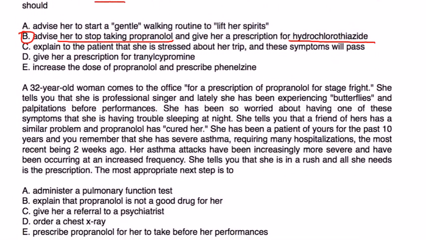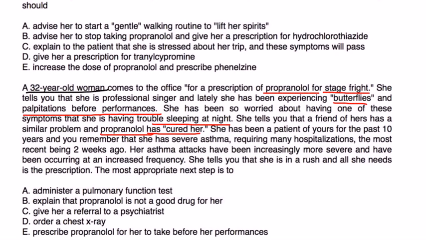Next question. A 32-year-old woman comes to the office for a prescription of propranolol for stage fright. She tells you that she's a professional singer and lately she has been experiencing butterflies and palpitations before performances. She has been so worried about having one of these symptoms that she is having trouble sleeping at night. She tells you that a friend of hers has had a similar problem and propranolol has cured her.